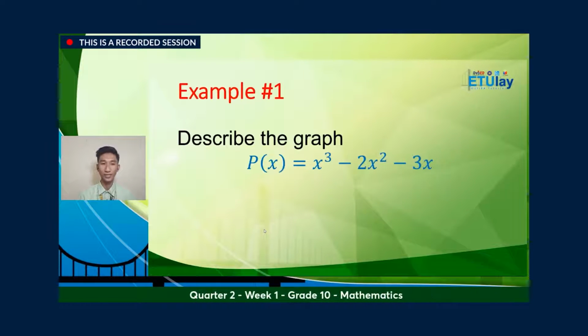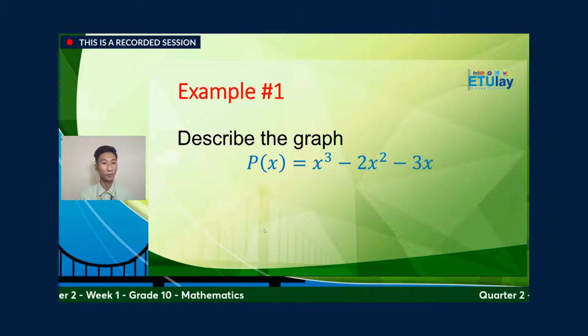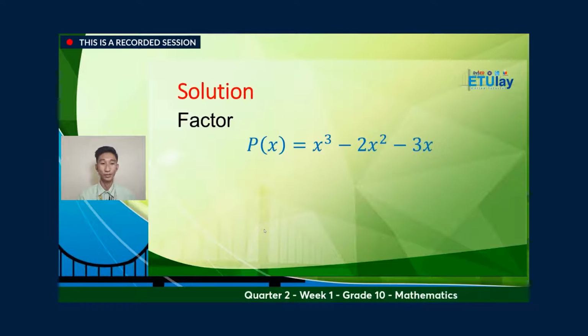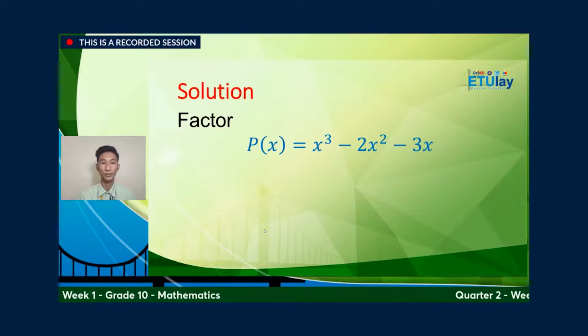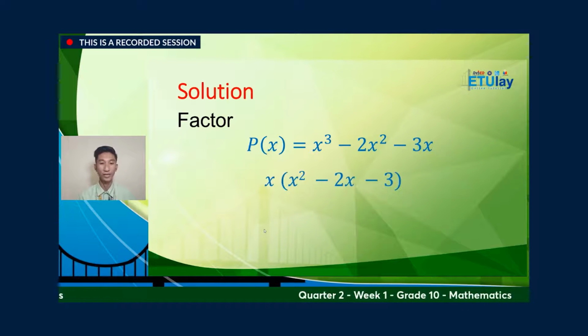Example number 1, let us describe the graph of p of x is equal to x cubed minus 2x squared minus 3x. The first thing that we need to do is to factor it out. So p of x is equal to x cubed minus 2x squared minus 3x, and we can factor it out as x times the quantity of x squared minus 2x minus 3.